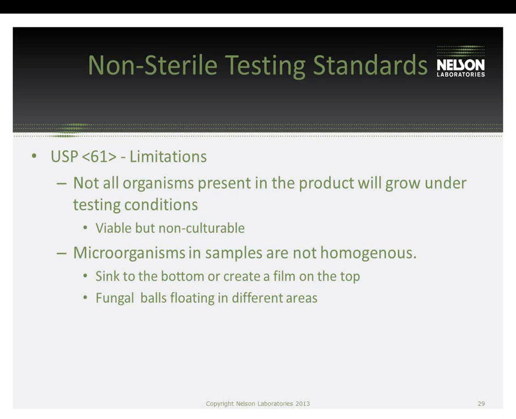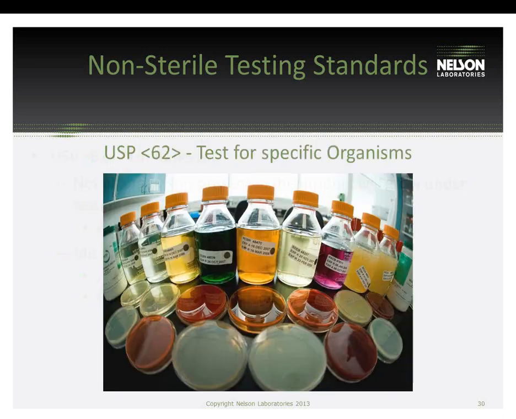And microorganisms in samples are not homogeneous. So when you're taking samples, it's important to make sure you get a representative sample of the lot, because organisms may be only on the bottom, maybe floating on top. There could be a biofilm on the side of a vat, or there could be fungal balls floating in the middle. So it's important to get a representative amount for that reason.